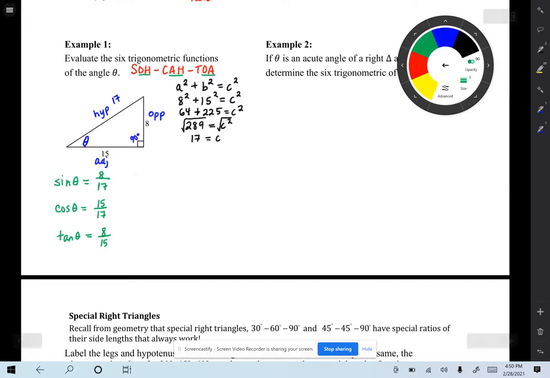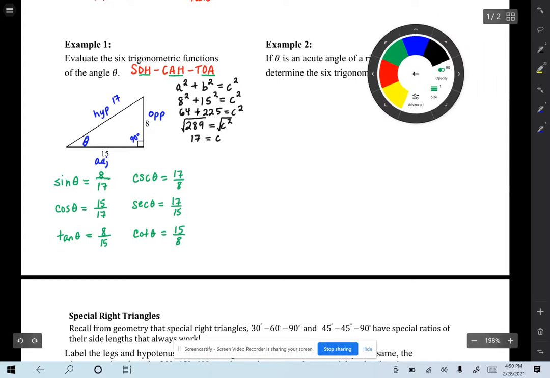Sine's reciprocal is cosecant. And so just flip the numerator and denominator. Cosine's reciprocal is secant. And that would be 17 over 15. And then this one is cotangent. And that's 15 over 8. It's really not that bad. You might have to use the Pythagorean theorem to find the third side if it's not given, and we had to there. And then you list the 6 trig functions.